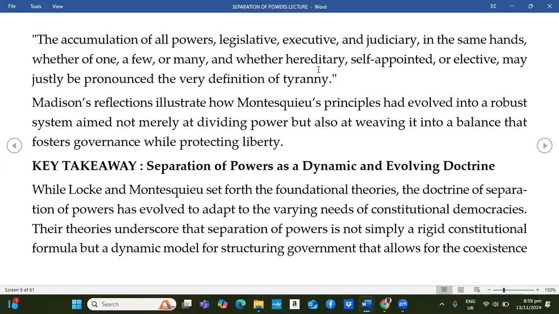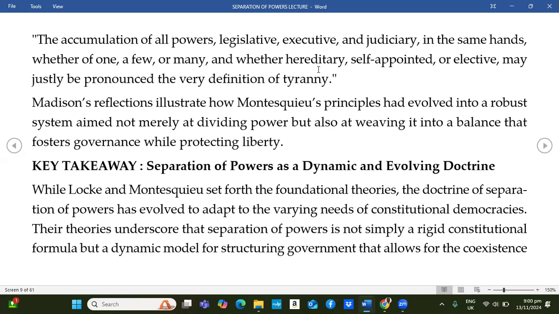So Madison is just echoing Montesquieu's principles that it is important to divide power. And not just divide it, you must also work an arrangement where power will check power, so you have balance. So the key takeaway is that the doctrine or the concept of separation of powers has a very long history and philosophical conviction. And that is what has shaped modern democracies in their adoption of separation of powers.